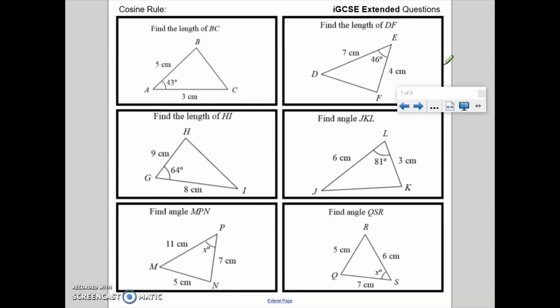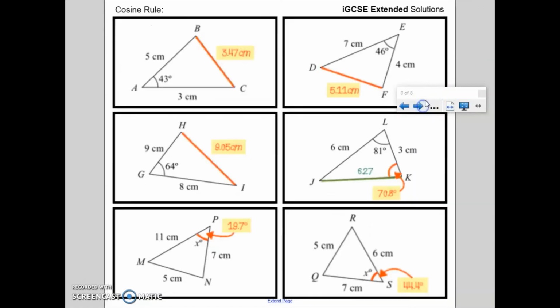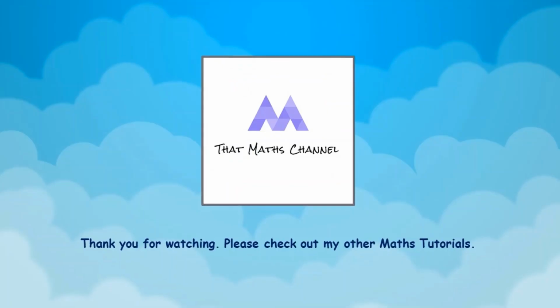Okay, welcome back. I'll just go ahead and put up the 6 solutions. And there are my 6 solutions. Well done if you were able to use the cosine rule to achieve all the 6 answers in those questions. That will show a very good understanding of some quite challenging IGCSE exam questions.